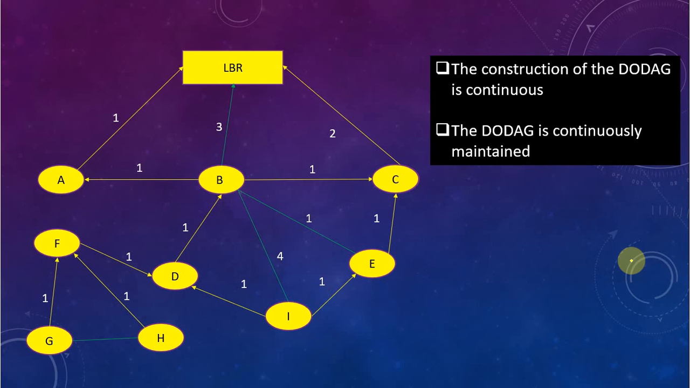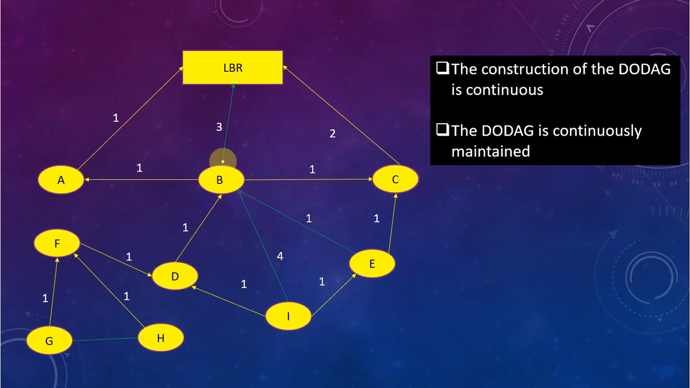So now the construction of the DODAG is continuous. The DODAG is continuously maintained. What will be happening is, again B's timer will be expiring, so it will send a multicast message saying that I know a DODAG, if someone is interested then they can join. So C will mark B as an alternative parent, then A will similarly mark B as an alternative parent.